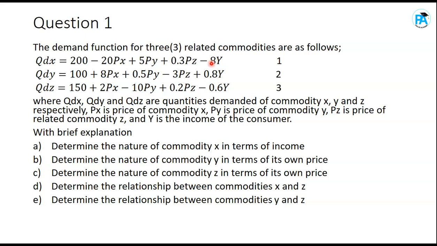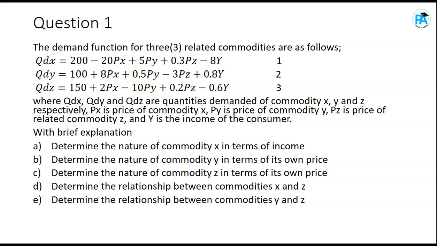Now let's go to B. B says determine the nature of commodity Y in terms of its own price. Determine the nature of commodity Y in terms of its own price. To do that, kindly pay attention. You look at commodity Y and look at its own price.